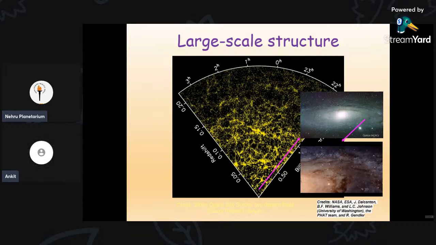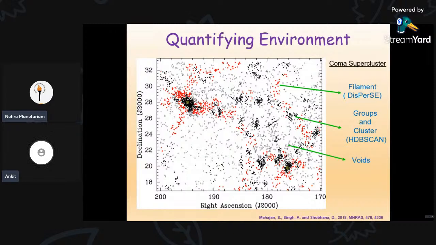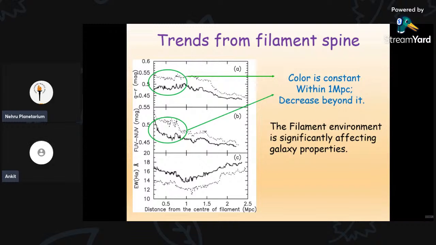So this is a plot of the Coma supercluster in which I have represented the different environments, which is the number density around a galaxy, in different colors. The gray points here are low density regions. Black points here are high density regions called clusters. And the red dots here are intermediate density regions. So once you quantify these environments, what I did was I plotted the color of the galaxy against the distance from the spine of the filament. So if you imagine the filament to be a cylindrical structure, the distance from the axis of the cylinder is what I'm plotting on the x-axis, and on the y-axis is what we initially said, color. So g minus r is a color, optical color.